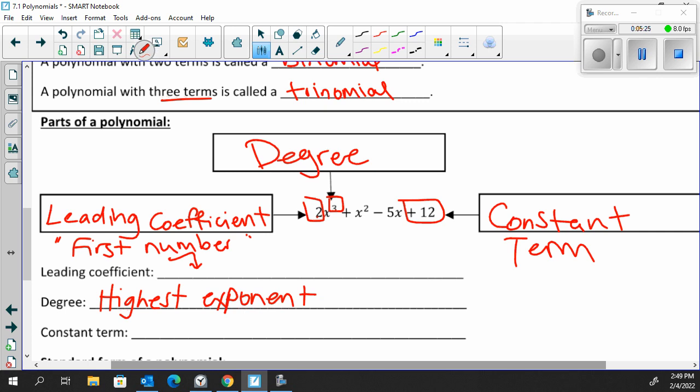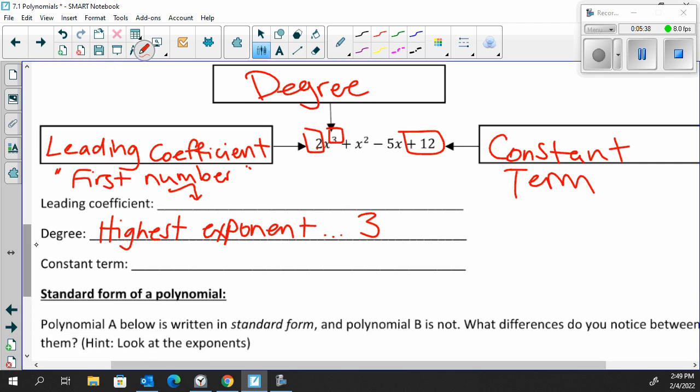It might be kind of hard to see. It's a 3 right here. It's a 3 in this case, but it might be something else for another one. It's not always 3. And then the constant term is something with no variable attached to it. So that's 12 in this case. It's called constant because it doesn't ever change. And it doesn't ever change because there's no variable attached to it.